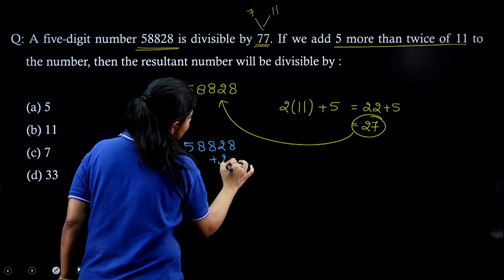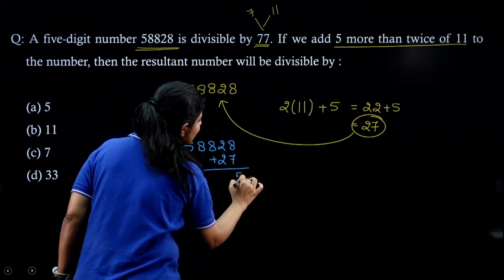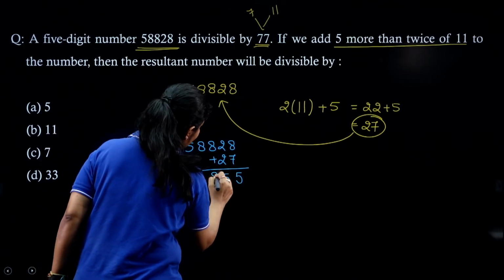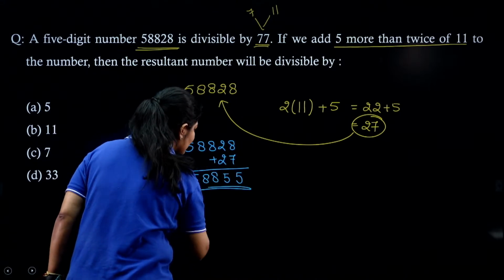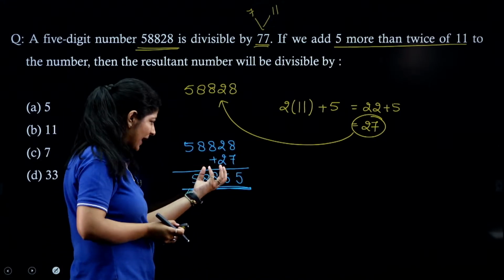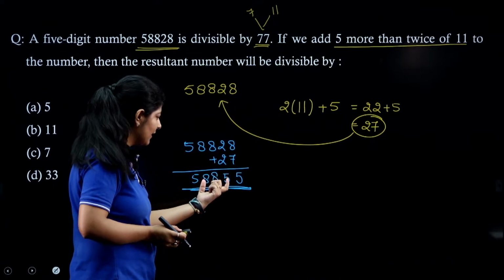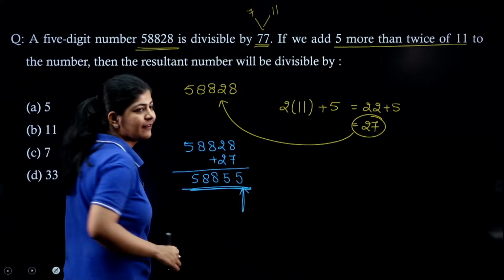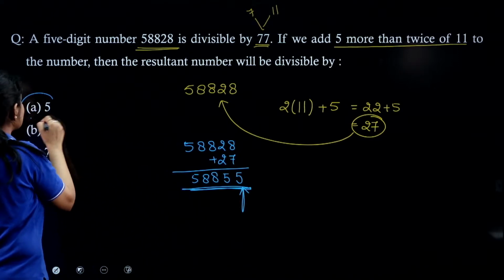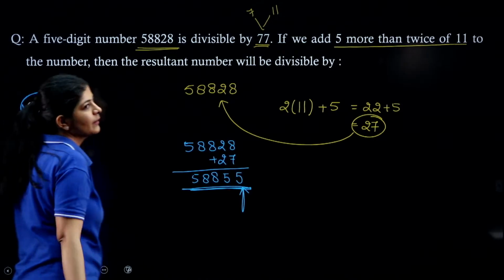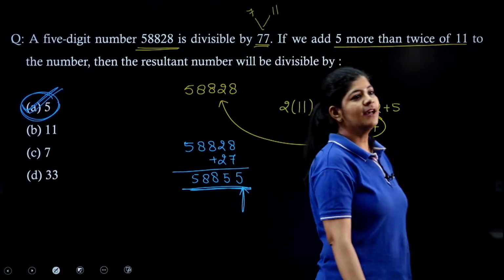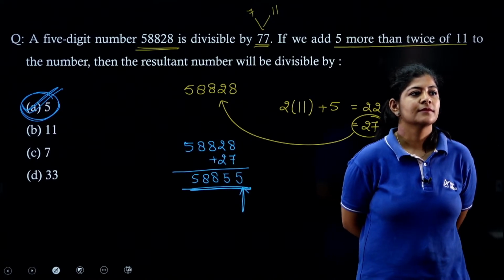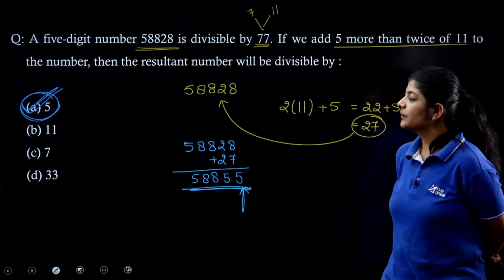58828 plus 27, then at the unit place I'll get 5 because of 15, and here we are getting again 5885. Now we just simply need to check by which number the new number is divisible. Here at the unit place we are having 5. That means it is clear that it is divisible by 5. Option number A is the correct one. The correct answer over here is your option number A.